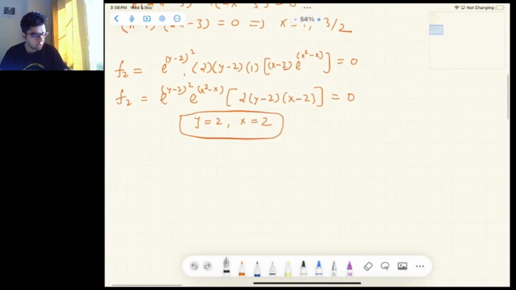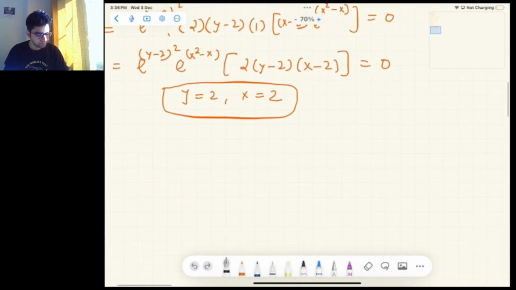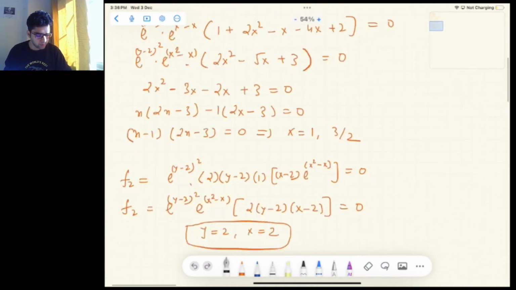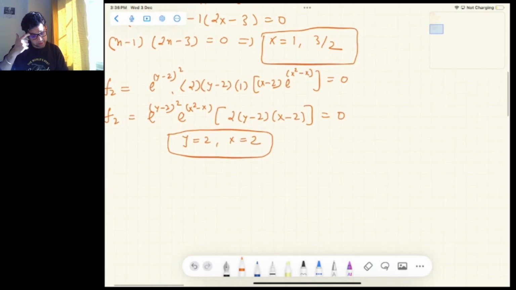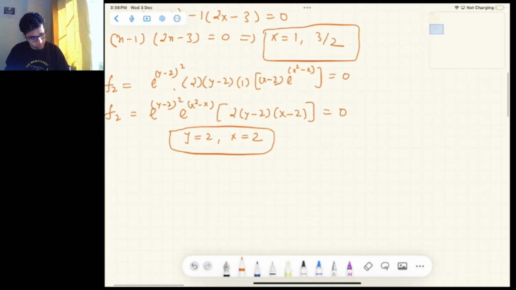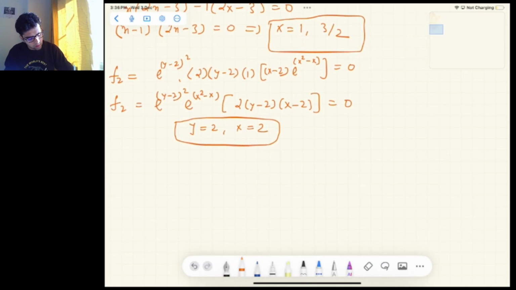Now moving on. So the points that I've gotten ultimately are, so I have y is equal to 2, x is equal to 2, and from here I have x is equal to 1 and x is equal to 3 by 2. So the points that I've gotten are (1, 2), (3 by 2, 2), (2, 2). Yeah, so these are the points. These are my stationary points.